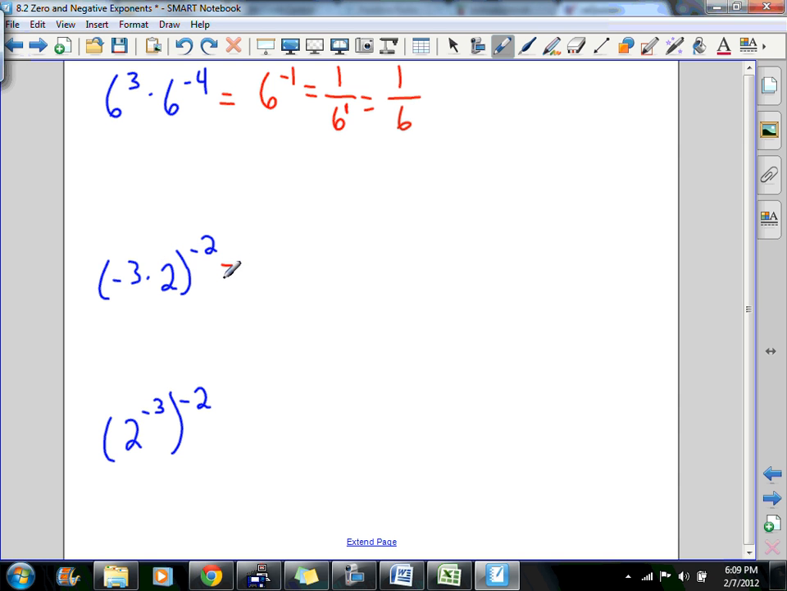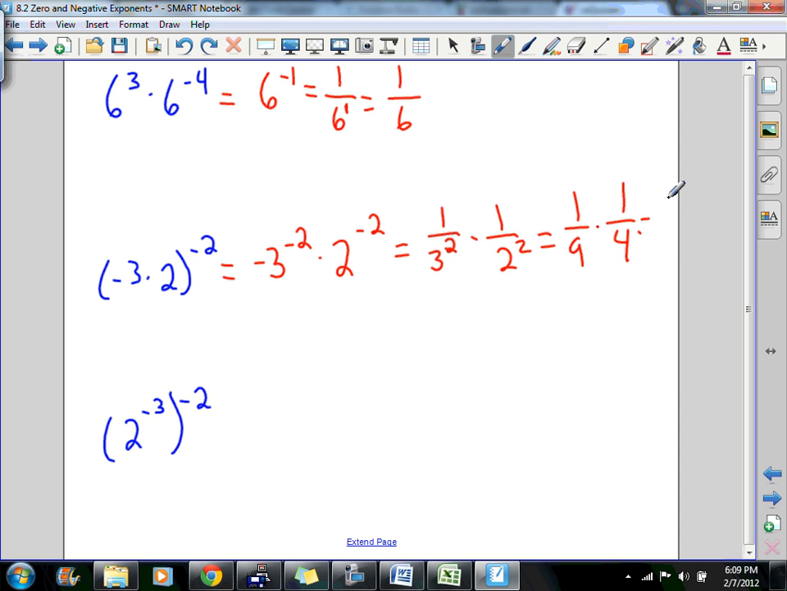Here, we now have to distribute this negative 2 into each of these, so we get negative 3 to the negative 2 times 2 to the negative 2. That becomes 1 over negative 3 to the positive 2 times 1 over 2 to the 2. So this is 1 over 9 times 1 over 4, which becomes 1 over 36. If you see a shortcut in there, by all means take it. The answer is 1 over 36.